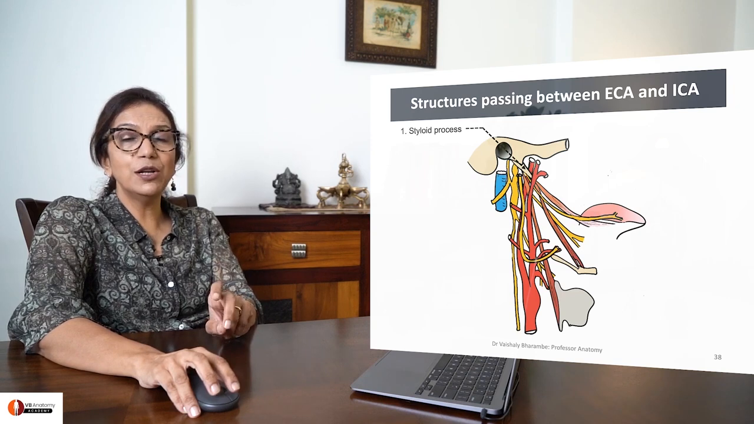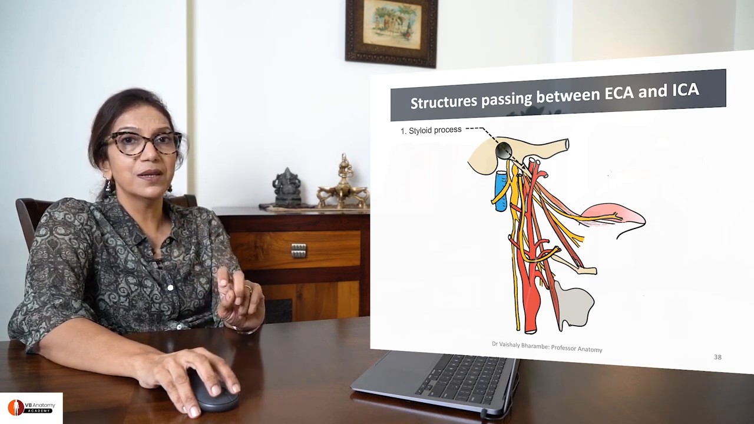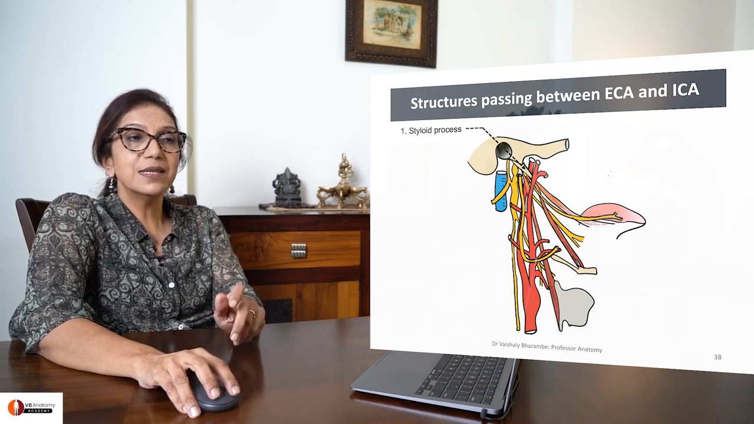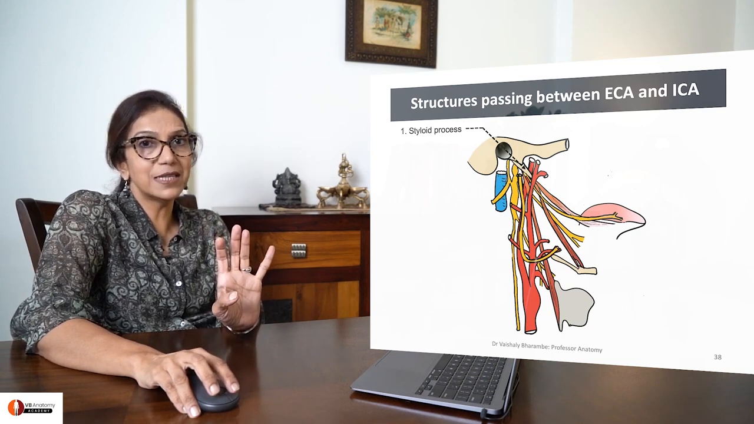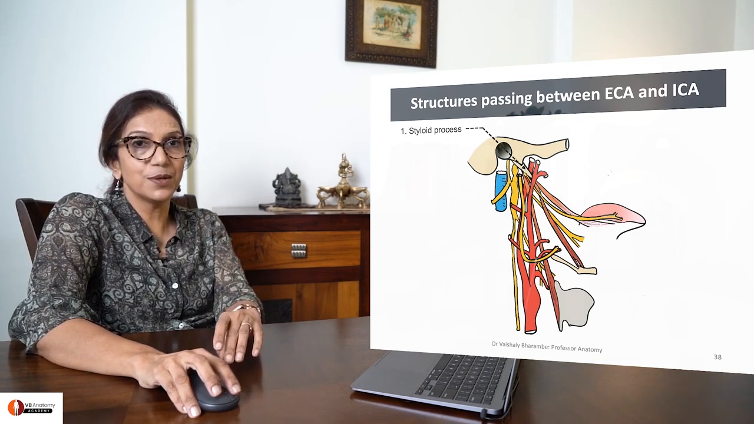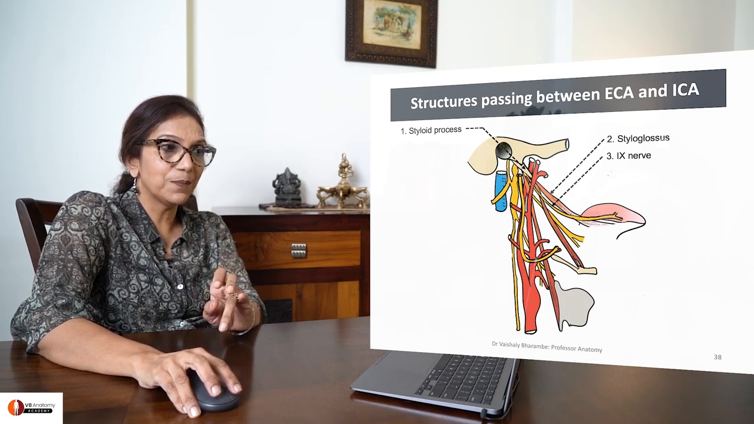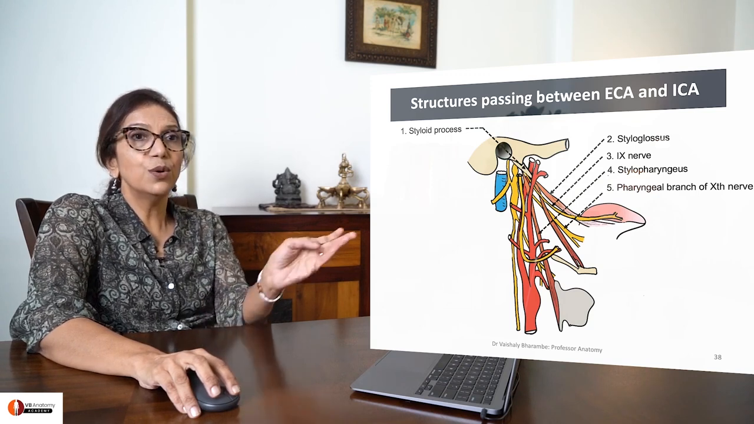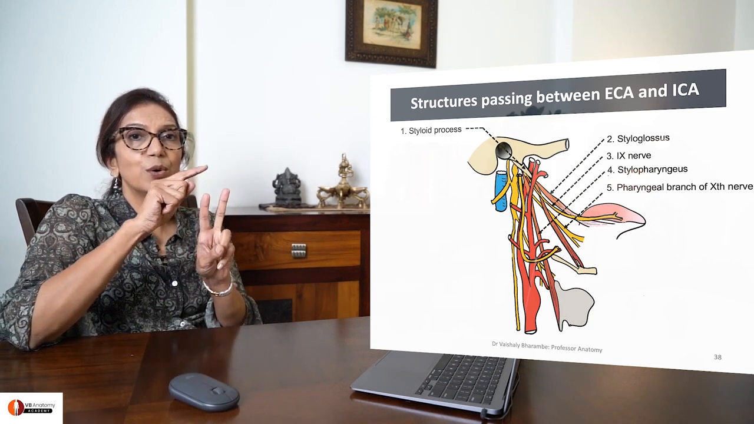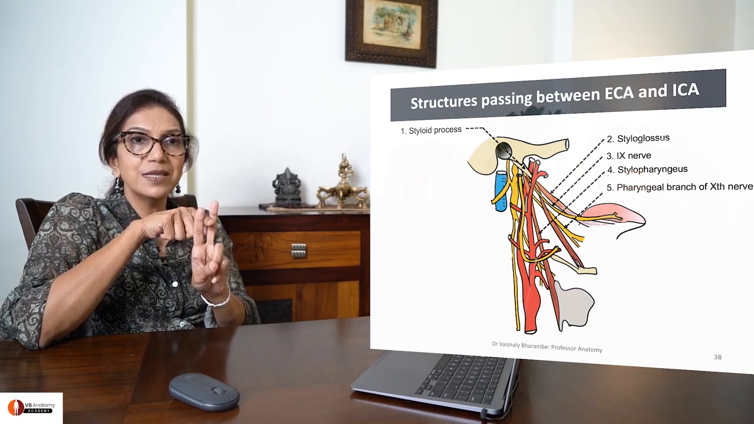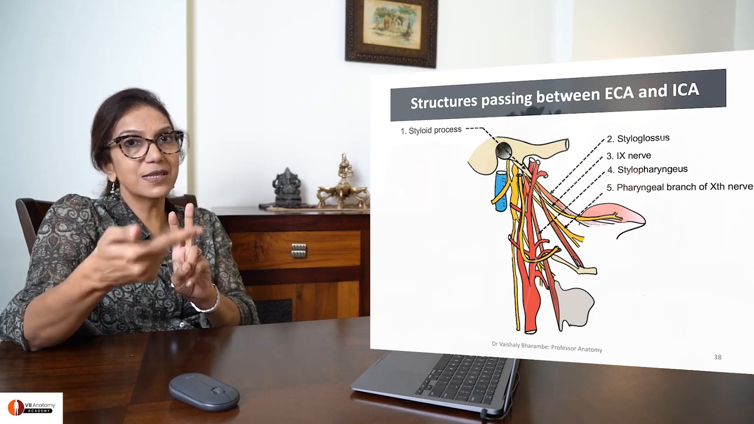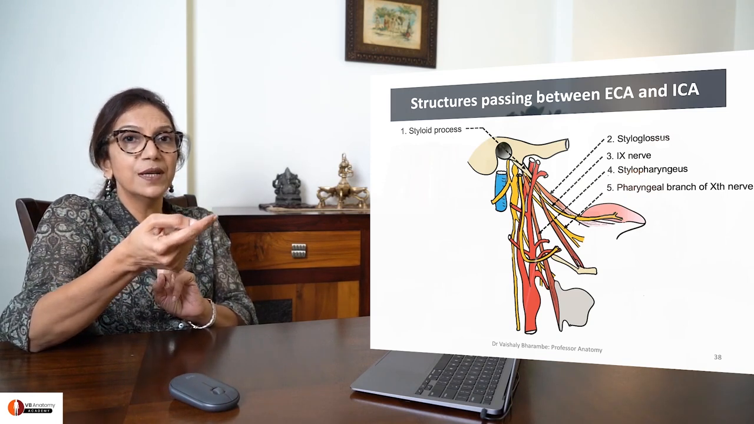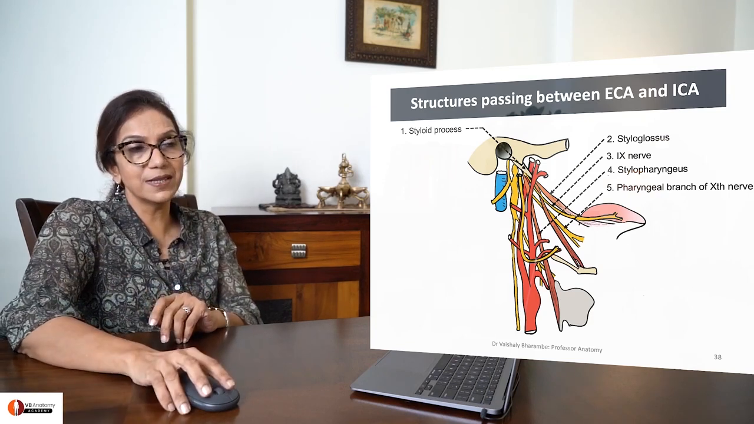Okay, from the styloid process, two muscles are passing forward. Styloglossus to your tongue, stylopharyngeus. Okay, stylopharyngeus is always accompanied by its nerve. Which one? Glossopharyngeal. Also passing through this gap is the pharyngeal branch of vagus nerve. So the structures passing between external carotid and internal carotid are styloid process, two muscles from it, styloglossus, stylopharyngeus, the nerve that accompanies stylopharyngeus, that is glossopharyngeal nerve, and finally the pharyngeal branch of vagus nerve.